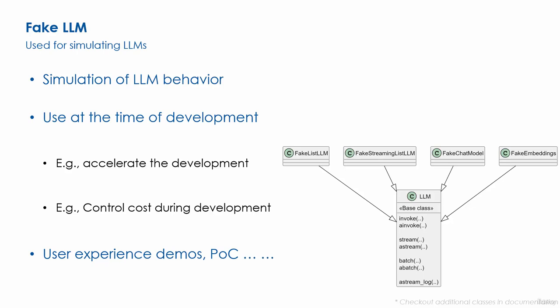In this class diagram, I'm showing a few of the commonly used fake LLM classes. The FakeListLLM class takes a list of fake responses. When invoked, it returns a dummy response from that list. FakeStreamingListLLM responds by simulating a streaming response. You will try out these fake LLMs in an exercise.